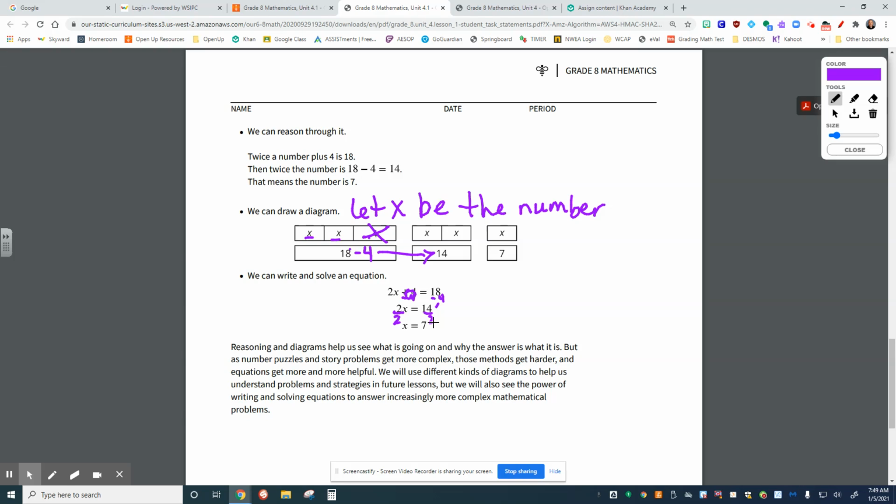So reasoning and diagrams help us to see what's going on and why the answer is what it is. But as number puzzles and story problems get more complex, the methods are probably going to get a little bit harder. These ones about drawing it and reasoning are going to get more complex and a little bit harder to do. So we're going to see other types of diagrams as we go through this unit that are going to help us understand the problems and the strategies. But we're also going to see the power of writing and solving equations to answer increasingly complex problems.